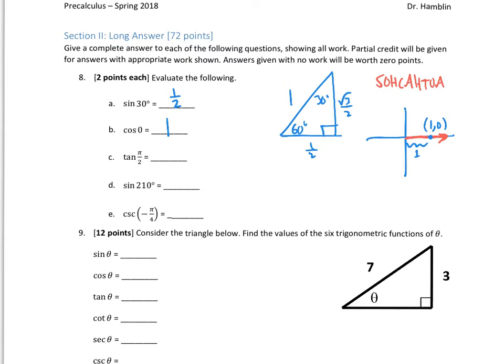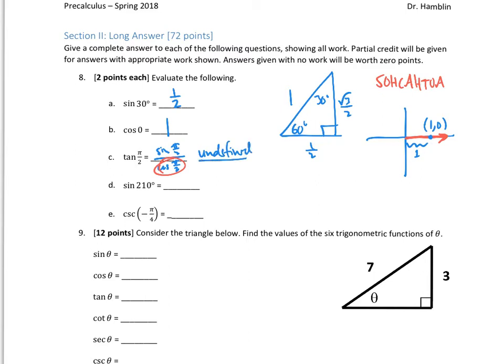Tangent of pi over 2, again, we could draw that angle in standard position, or we can just remember that odd multiples of pi over 2 are not in the domain of tangent, because if we did sine over cosine, we would get sine of pi over 2 divided by cosine of pi over 2. But the cosine of pi over 2 is 0, and so that means that this is undefined.